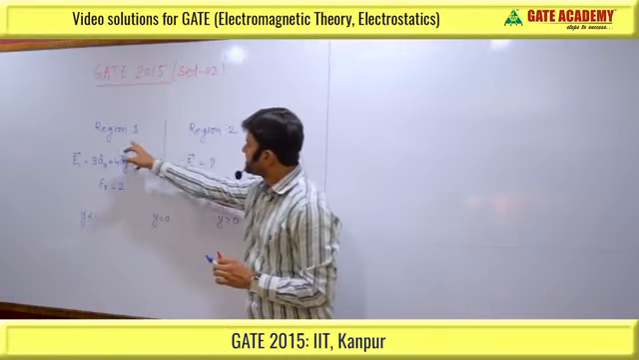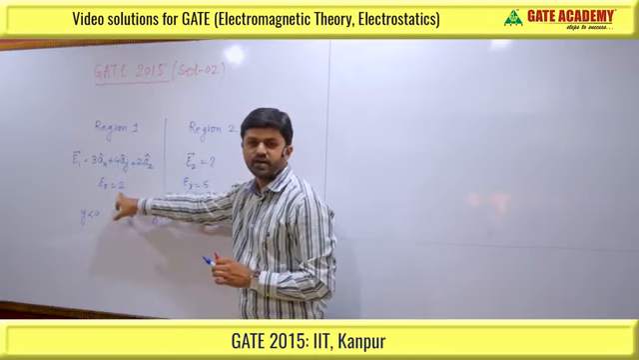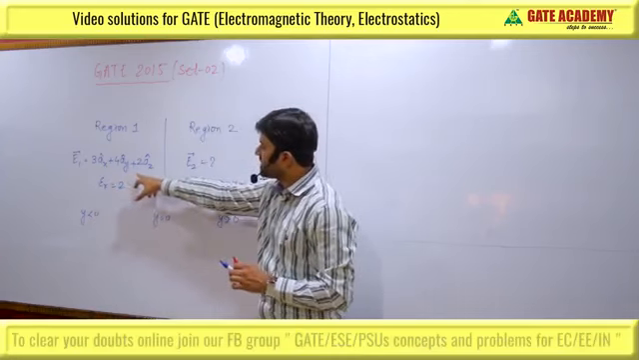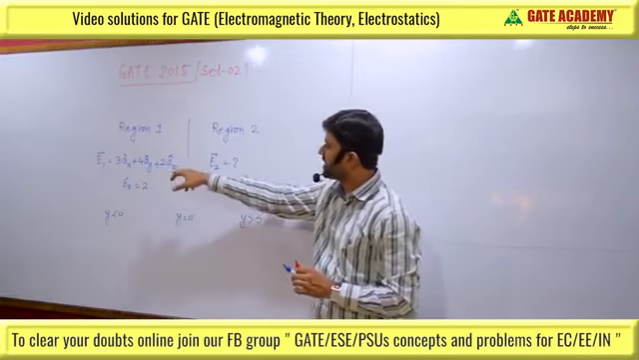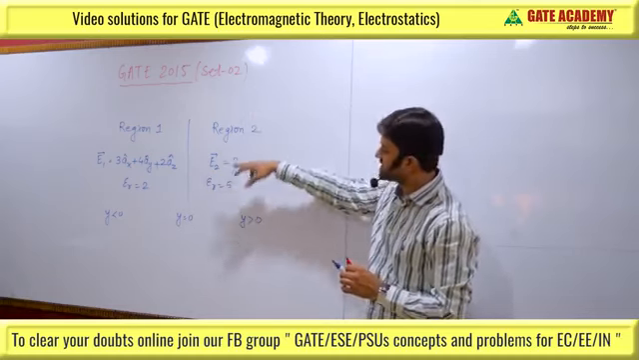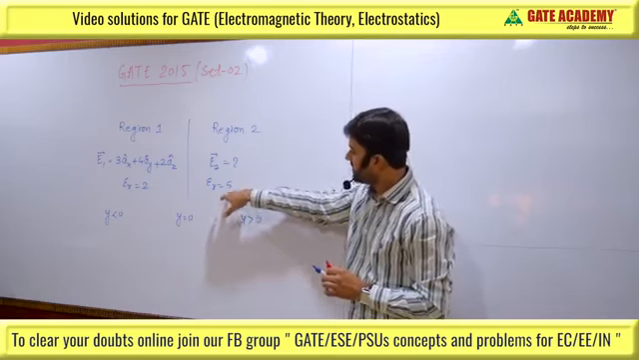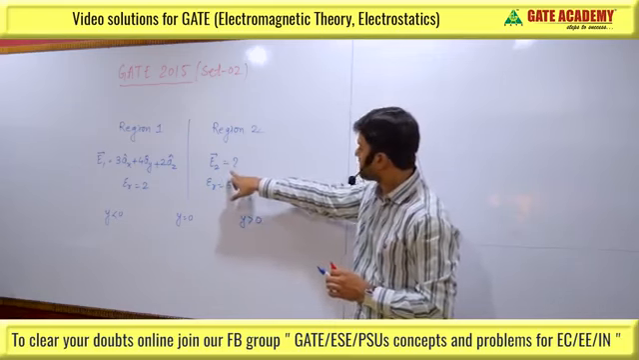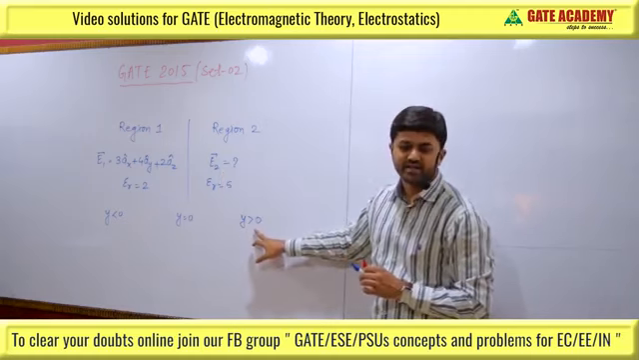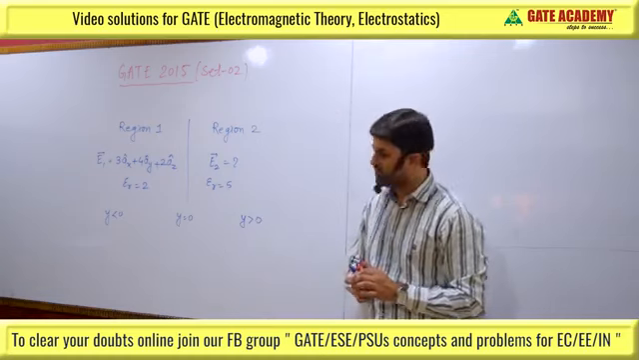So, there are two regions. Region 1 is defined by permittivity epsilon r equal to 2, which is for y less than 0 and having electric field 3ax cap plus 4ay cap plus 2az cap, and we have region 2 which is characterized by epsilon r, that is permittivity of the medium, 5, and we have to calculate the electric field intensity in region 2 which is y greater than 0. Here the boundary is y equal to 0.